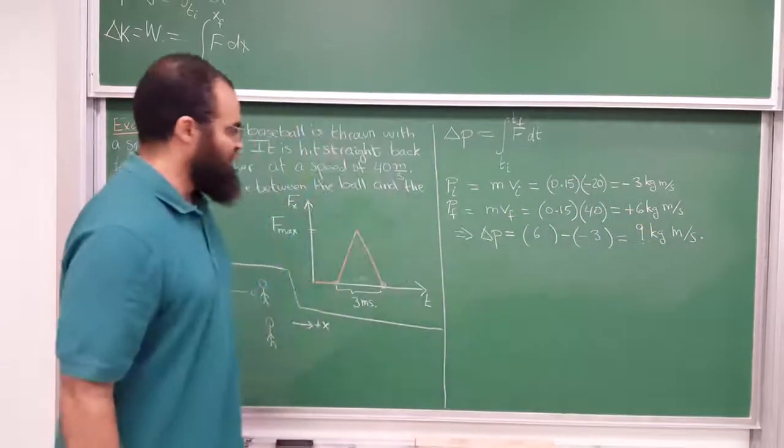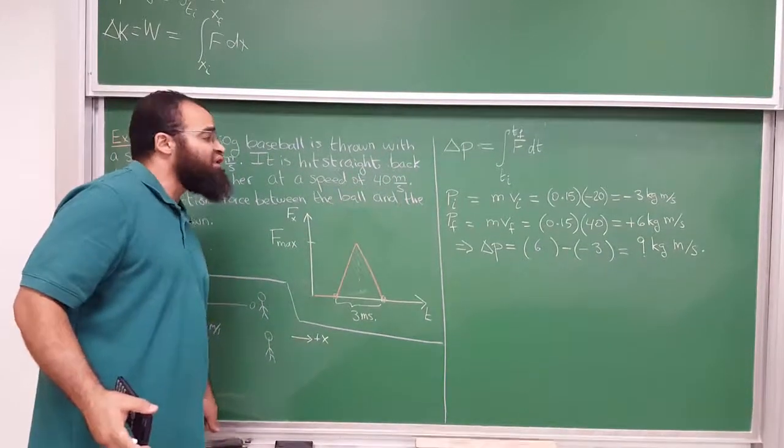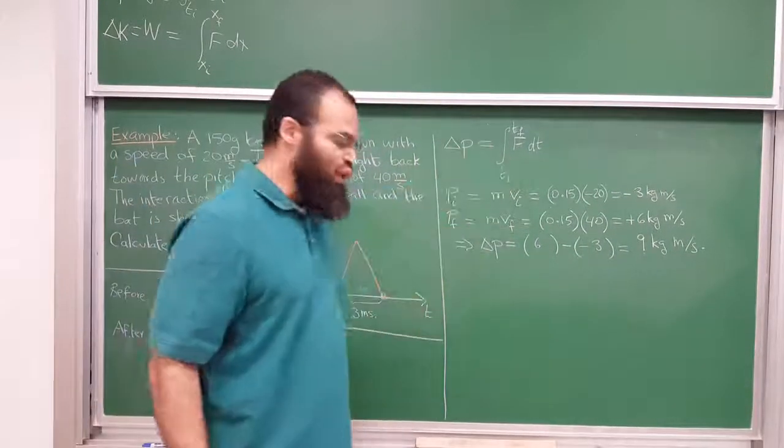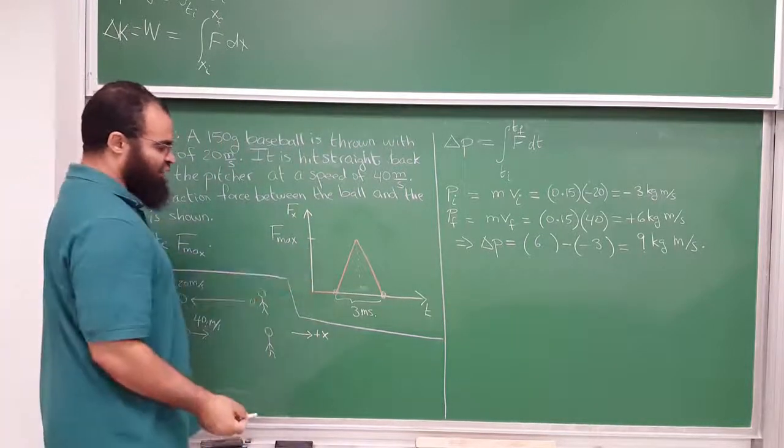That's delta P. So I know the left side. Now how about the right-hand side here? How am I going to do this? Well, remember, the integral pictorially is calculating the area under the curve.